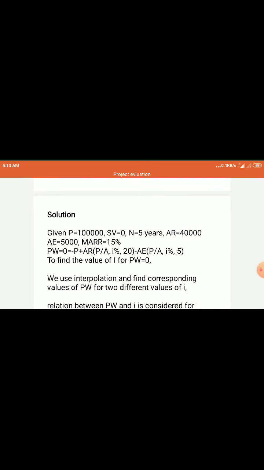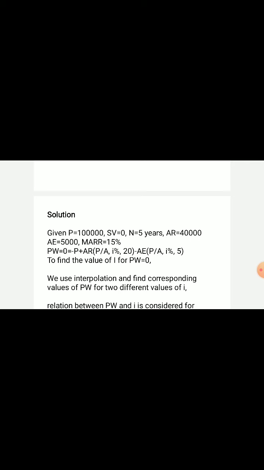The investment P is given as 1 lakh. Annual salvage value is 0; there is no salvage value. The period of time is n equal to 5 years. Annual revenue is 40,000 per year. Annual cost or annual expenses is equal to 5,000. The minimum attractive rate of return is 15%. And present worth becomes 0.